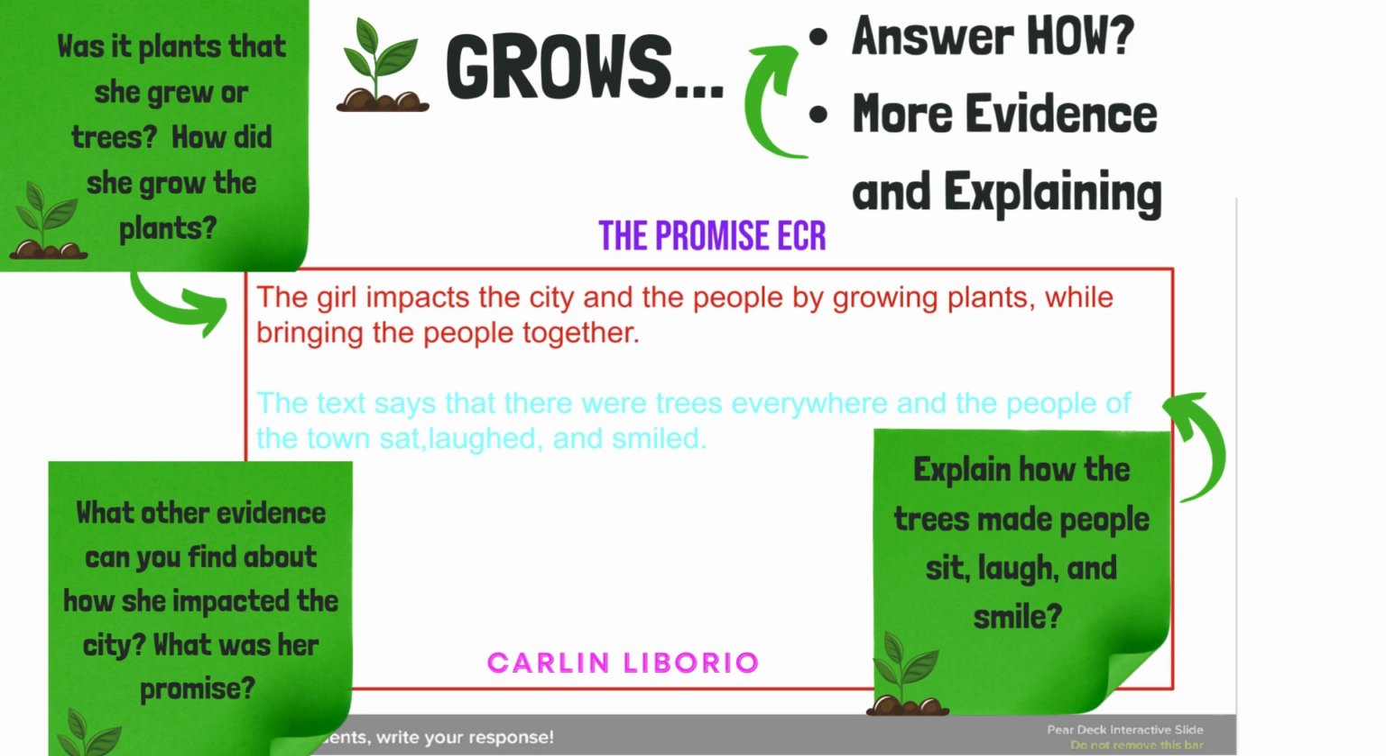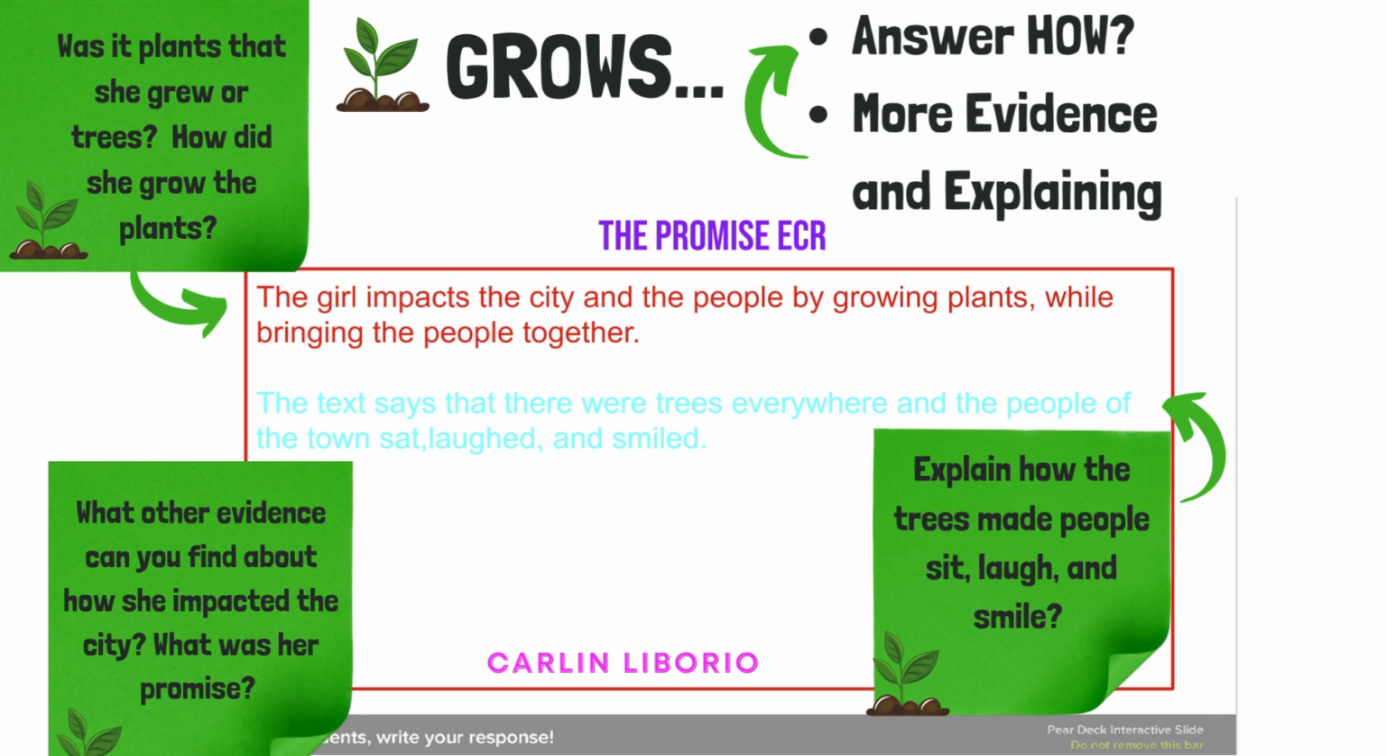What other evidence can you find about how she impacted the city? So they have some evidence here, but they need to go into the story and find more evidence. Let's see if we can find another one about how she impacted or changed the city. And while they're doing that, you can be asking the student, what was her promise?